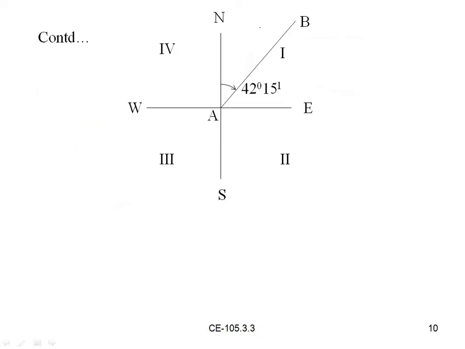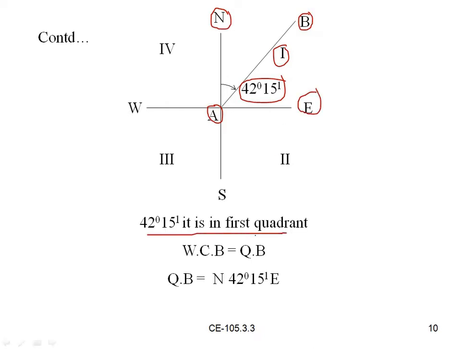So let us see. The first one is 42 degrees 15 minutes, in the first quadrant. So we have to draw the direction A, B. It is in between north and east, so it is in the first quadrant as it is. So the condition is whole circle bearing is equal to quadrantal bearing. So we write quadrantal bearing is equal to north 42 degrees 15 minutes east.